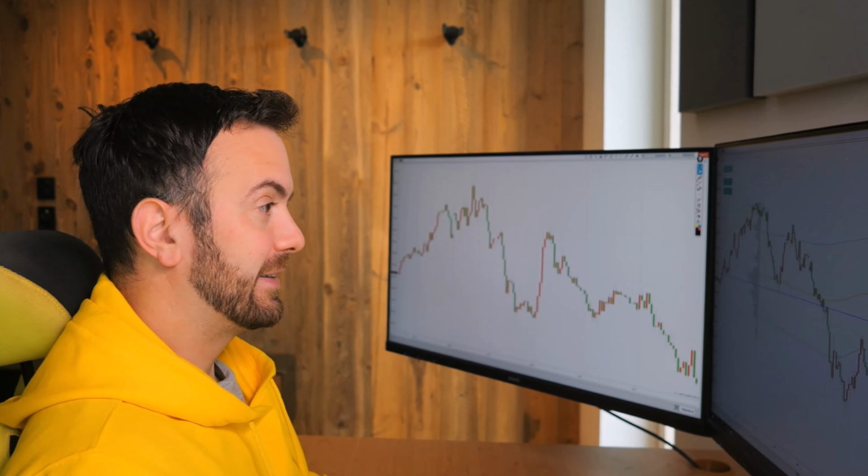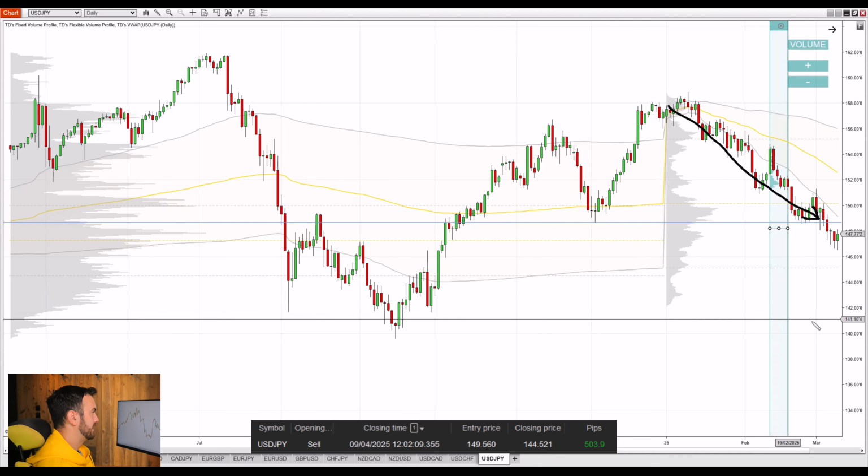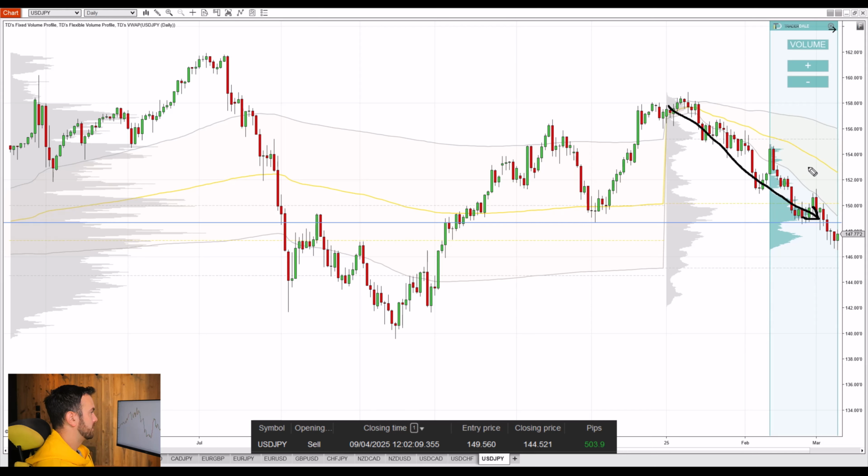So let's get started. What you see before you is the US dollar Japanese yen chart. It is a daily chart. That's the time frame that I use for my swing trading analysis. And what you see here is how the chart looked before I entered that trade. There was a downtrend, and in that downtrend there was a newly formed heavy volume zone right here. From there the price continued downwards again.